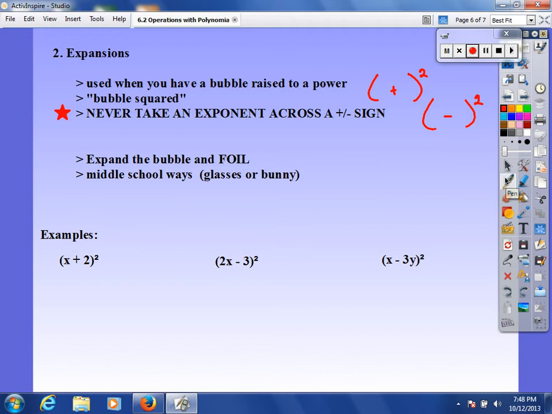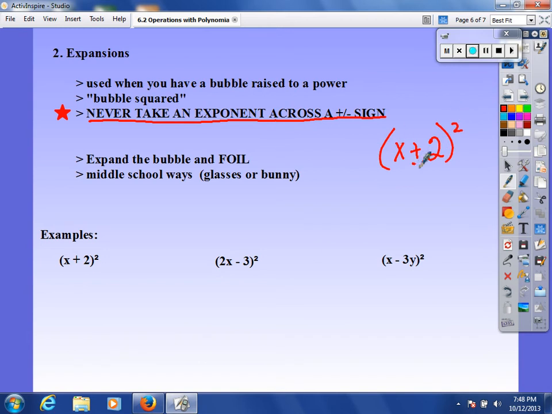And here's the key, and I have a star next to it, and it says this: never take an exponent across a plus or minus sign. Now we get it a little bit confused with power over product. Sometimes we have this, and what we do is we share it, right? That's what we did in 6-1. We shared that exponent throughout that bubble. However, with terms, we cannot do that. We cannot share this across a plus or minus sign.